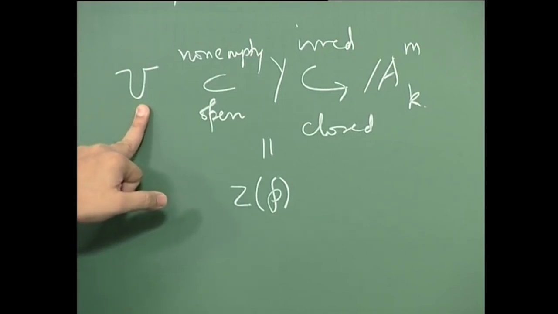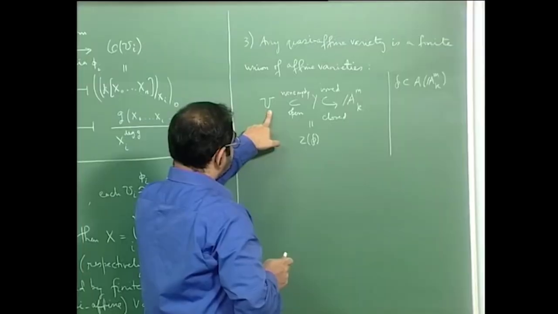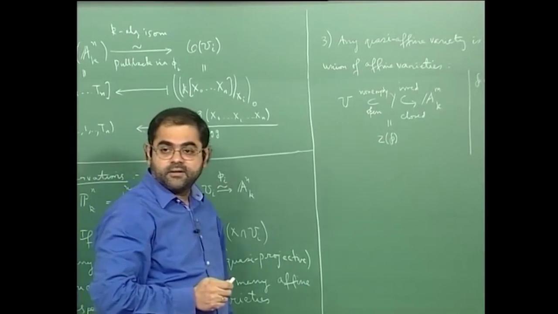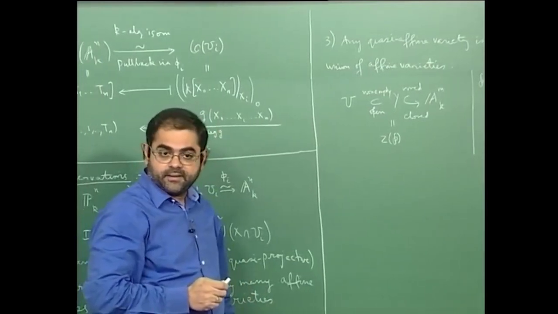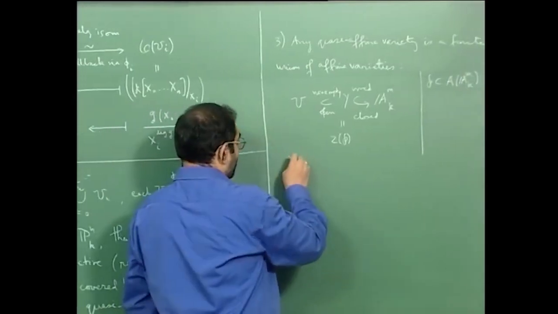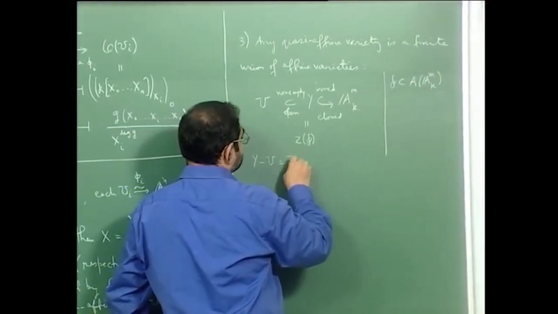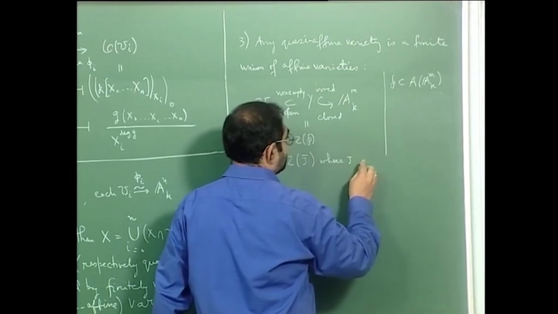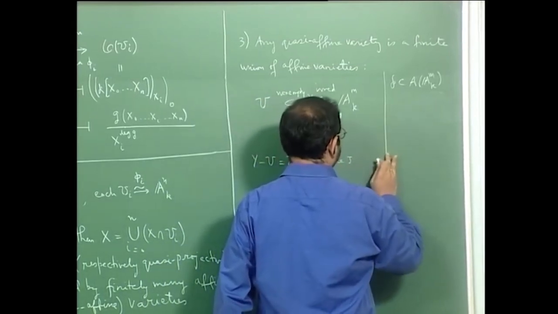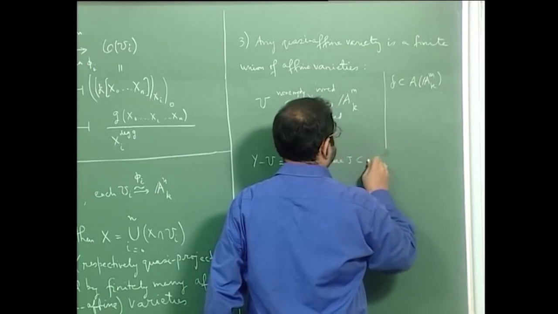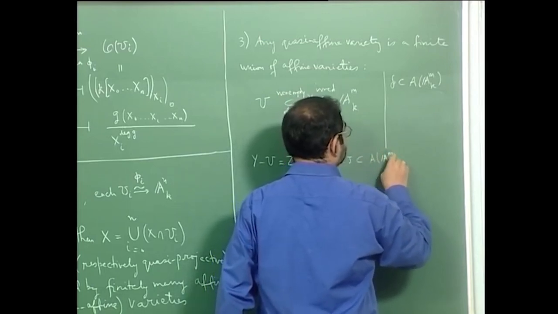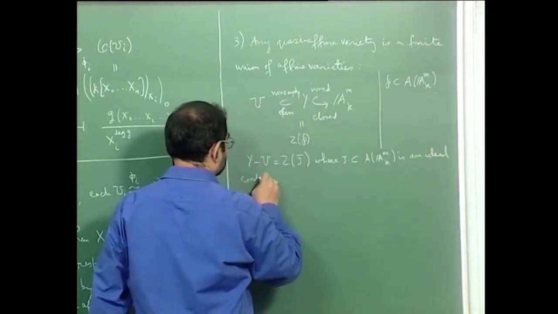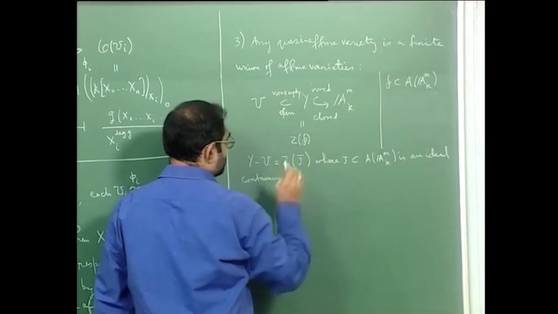the complement of U inside Y is a closed subset of Y, all right, and it therefore corresponds to an ideal, okay. So Y minus U is Z of J bar, where J in A of An is an ideal containing P. Okay, this is what will happen.